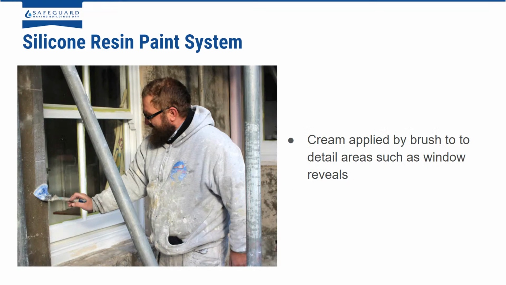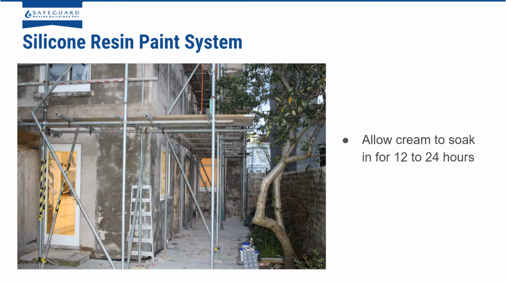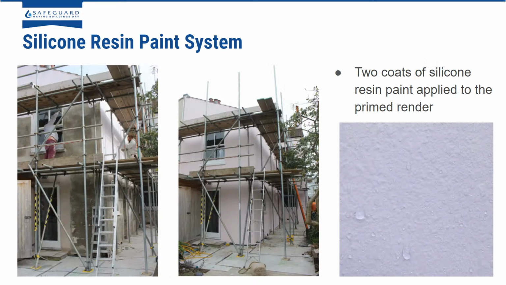So you can see here that the cream is applied by brush to any window details. That prevents any splashing onto the window, which you always look to avoid. You would allow the cream to soak in for about 12 to 24 hours, and then 2 coats of the silicone paint can be applied to the primed render. It's always recommended when applying paint onto a water repellent surface to apply it within about 7 days of the cream being applied. If you apply it afterwards, it may be harder to apply the paint, as there may be reduced adhesion.